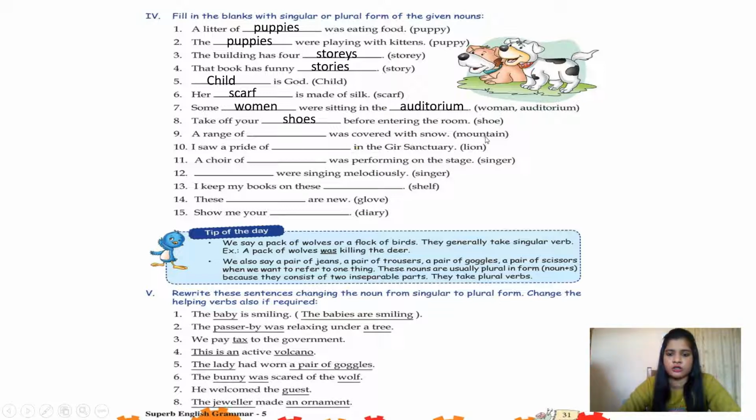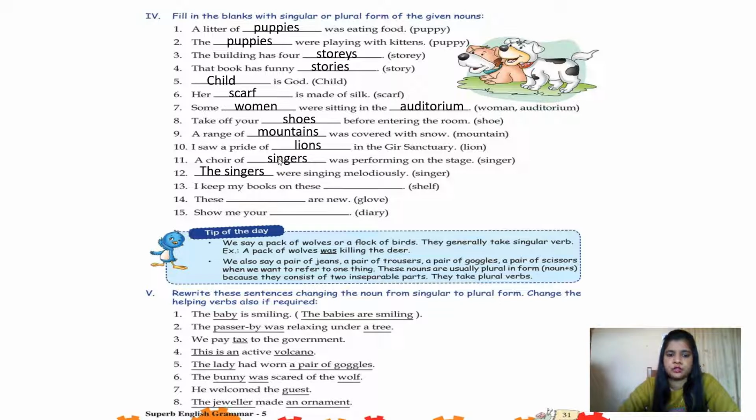A range of mountains: children, again range, it is a collective noun. So a range of mountains was covered with snow. I saw a pride of lions in the sanctuary. Again a collective noun is here, children. A choir of singers was performing on the stage. Again it is a collective noun. The singers were singing melodiously. Children, it is written were, so we have to write the plural.